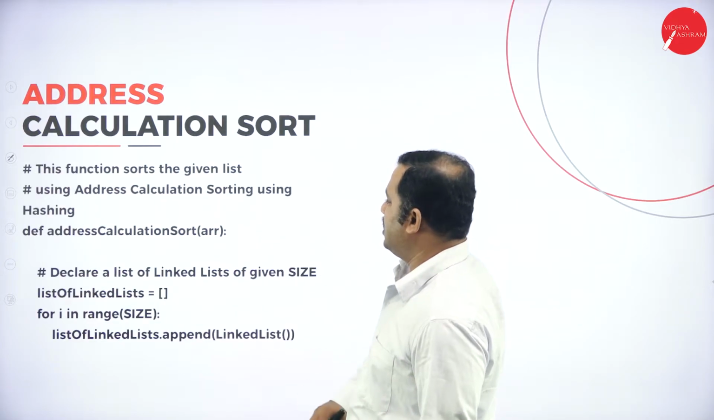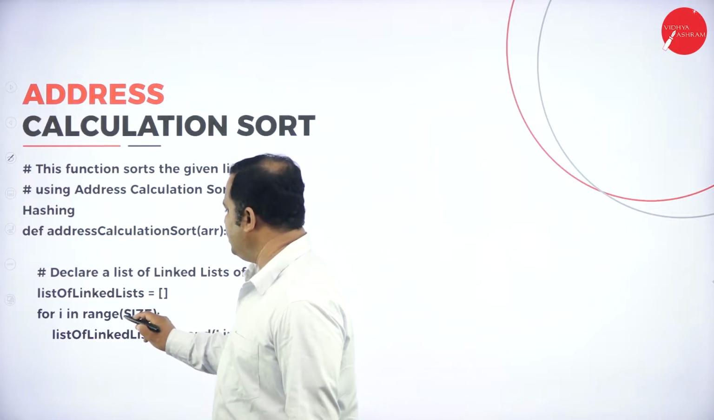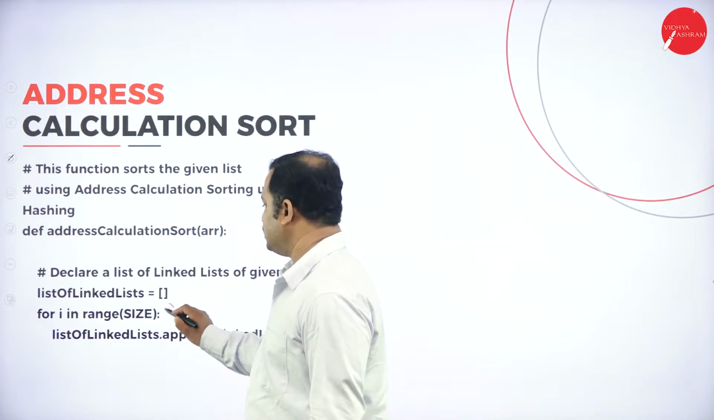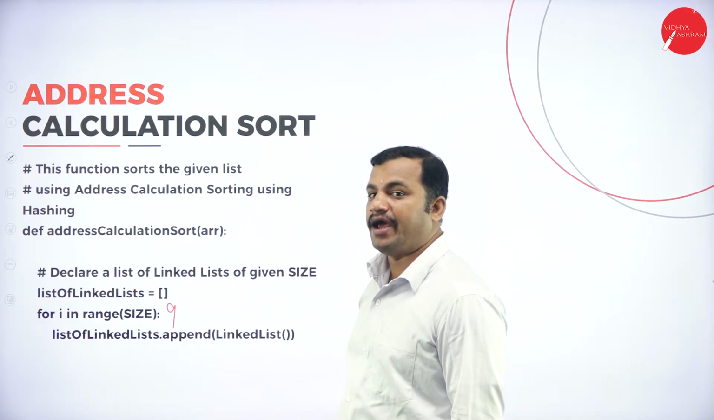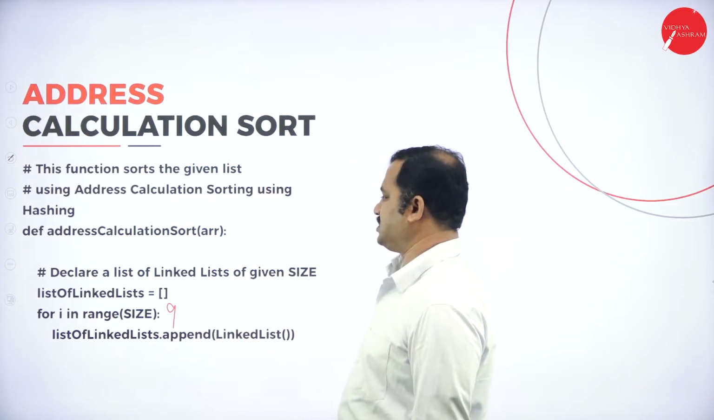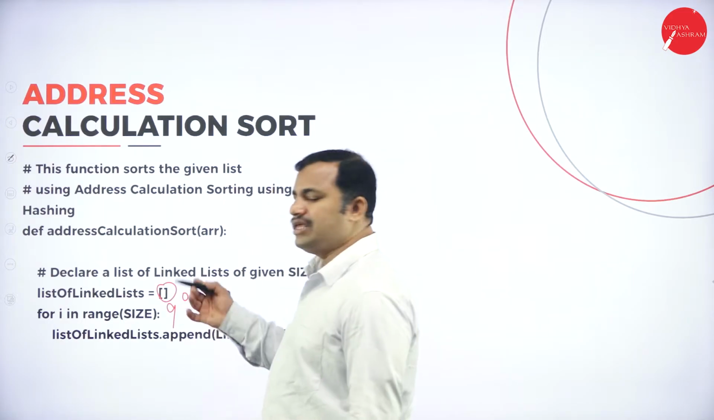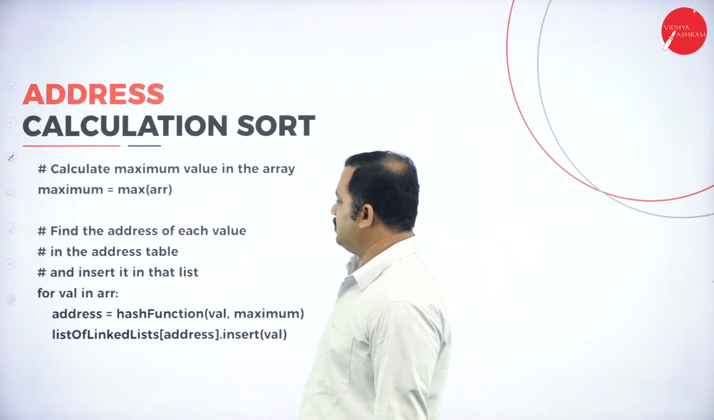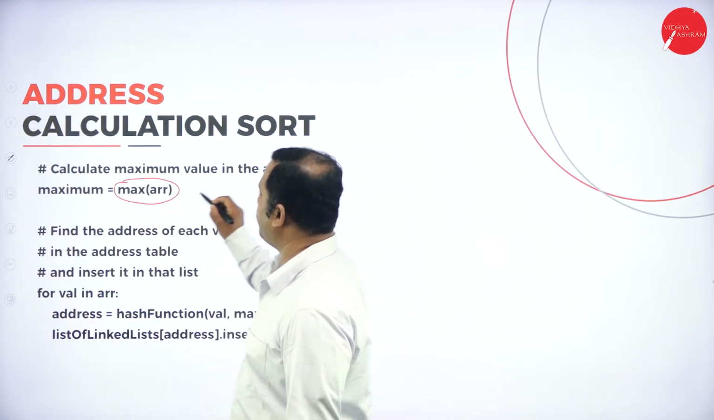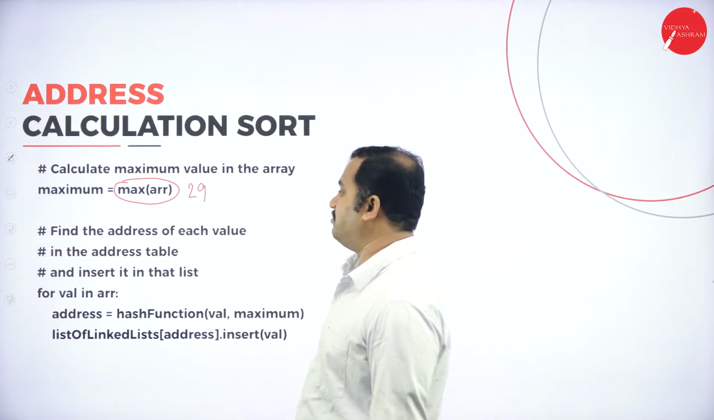Now, by doing this address calculation sort, we shall see it. See here, for i in range of size, what is the value I am using here? Let me consider the size is 9 in the example which we have already taken. The linked list dot append of linked list. What does the linked list contain? 0. Nothing, there is nothing in that. Then we have the value maximum of array. Which is the maximum of the array? 29 is the element which is maximum among all of the elements.